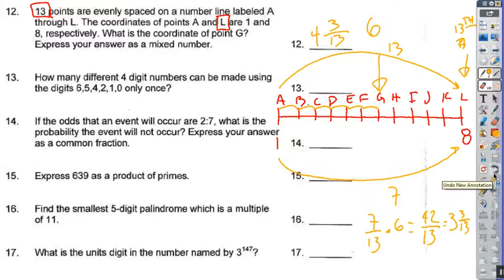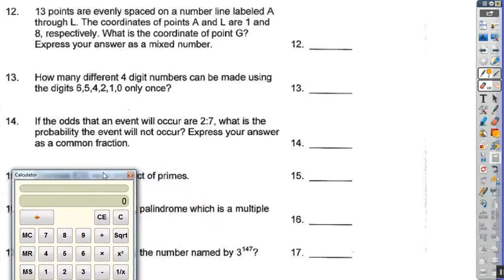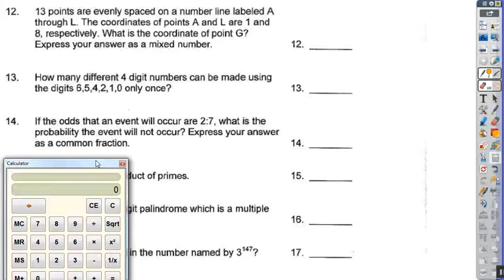All right, how many digits? 13. How many different 4-digit numbers can be made using the digits 6, 5, 4, 2, 1, and 0 only once? Now, you might be tempted to call this a permutation, but wait. There is something we have to take into account, and I'm going to cheat just to make this faster because I have to get to Anya's basketball game. If I have a 4-digit number, can I put a 0 as the first digit? And the answer is unequivocally no.